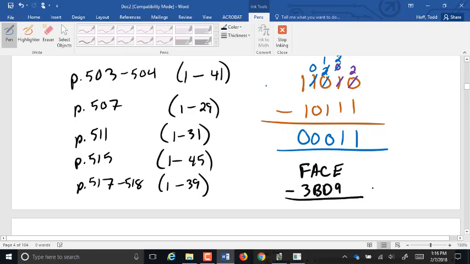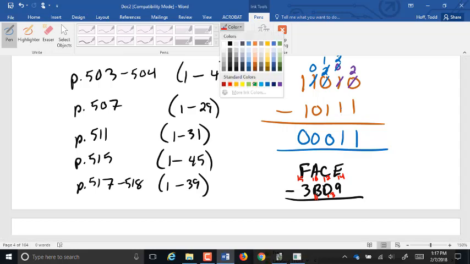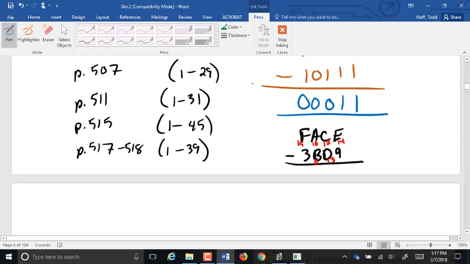So like this. F is 15, A is 10, C is 12, E is 14. B is 11, D is 13. So I go to subtract. Well, 14 minus 9 is easy enough. That's just 5. 12 minus 13 can't be done, so I'm going to borrow from the A.